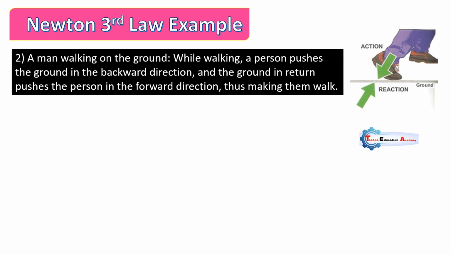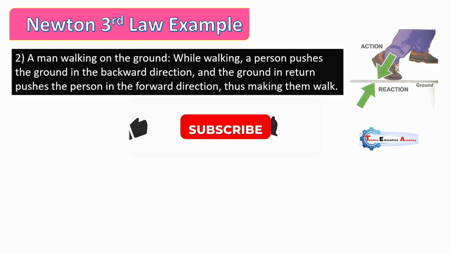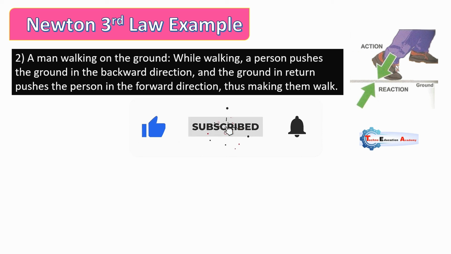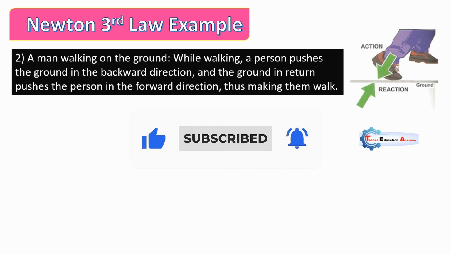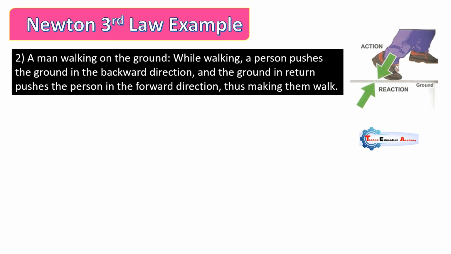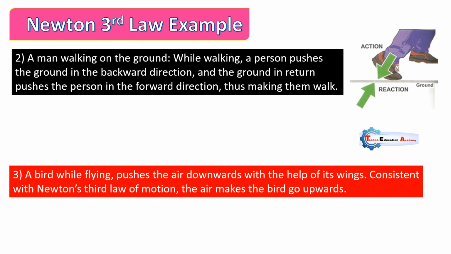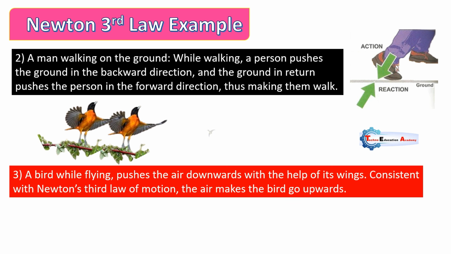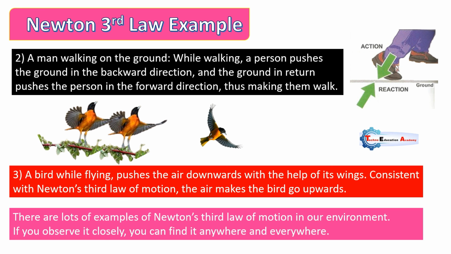Here you can see the action-reaction force on the ground whenever we are walking on the surface of the road. This is another example of Newton's third law. The next example: a bird while flying pushes the air downward with the help of its wings. Consistent with Newton's third law of motion, the air makes the bird go upward. So there are lots of examples of Newton's third law of motion in our day-to-day life and environment. If you observe closely, you can find it anywhere and everywhere.